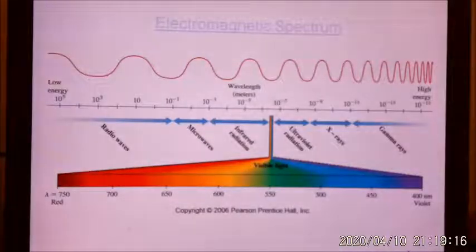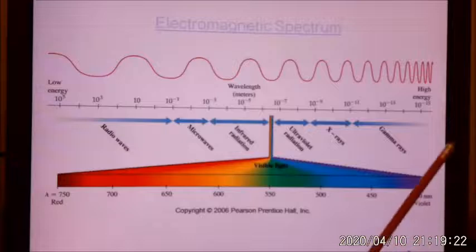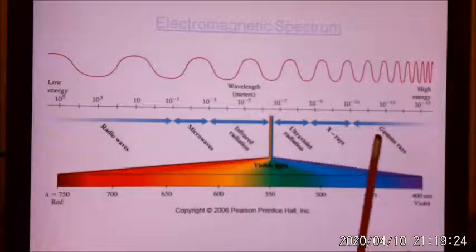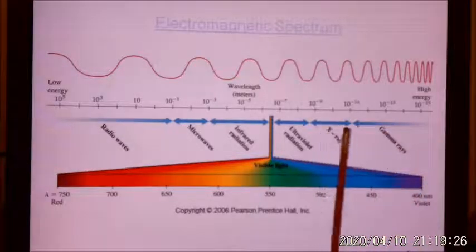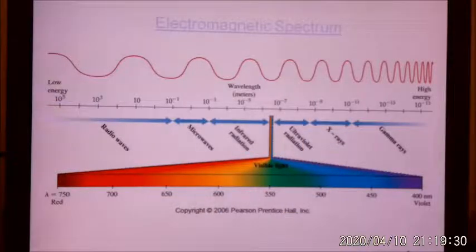Okay, so here's the electromagnetic radiation spectrum. High energy gamma rays can break bonds. Remember, this is ionizing radiation. X-rays, we know what we use X-rays for. We can use X-rays to determine structures by doing X-ray crystallography, but we won't be talking too much about X-ray crystallography in this course.